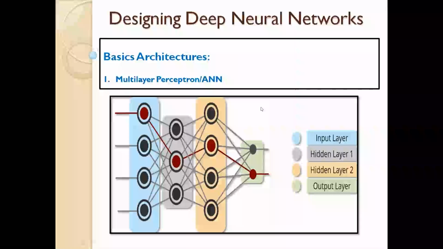If you concentrate carefully, all 4 neurons of the input layer are connected to all 3 neurons of hidden layer 1. All 3 neurons of hidden layer 1 are connected to all 4 neurons of hidden layer 2. All 4 neurons of hidden layer 2 are connected to all neurons of the output layer. If this is the fashion of connection, it is called a fully connected layer or fully connected network.